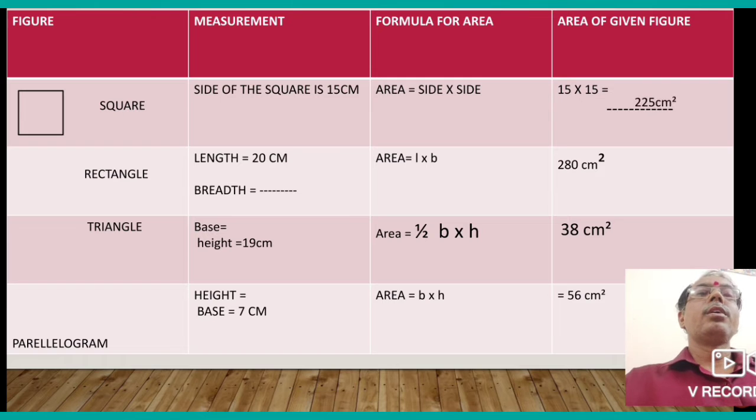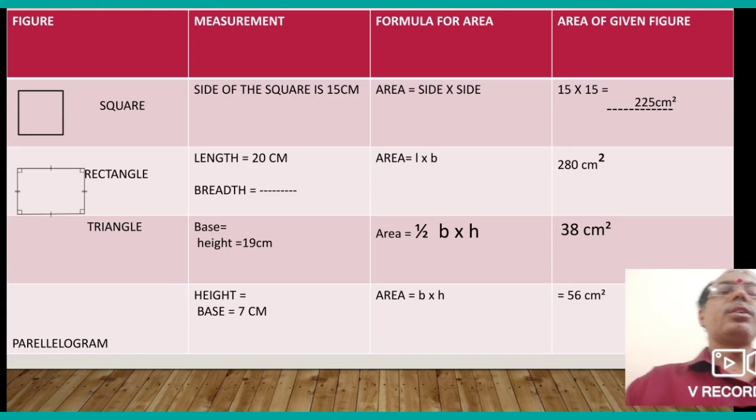Here we have the square. So here the square figure, side of a square is 15 cm. Area is equal to side into side, that is 15 and 15 is equal to 225 cm square. And the rectangle length is 20 centimeters and area is L into B, and area value is also given, 280 cm square. So then we have to get breadth. So how can we get breadth? Simply breadth is equal to area by length, that is 280 by 20, then we get 14 centimeters.